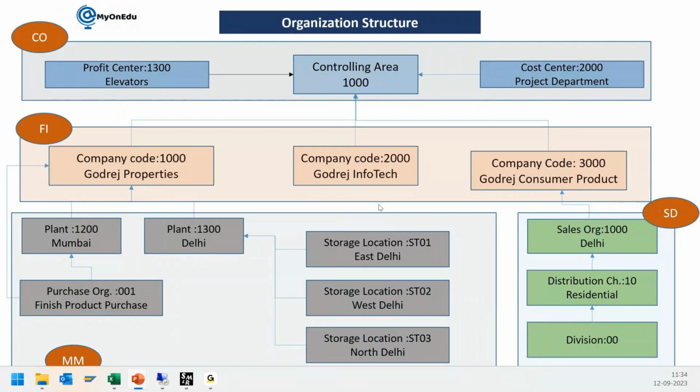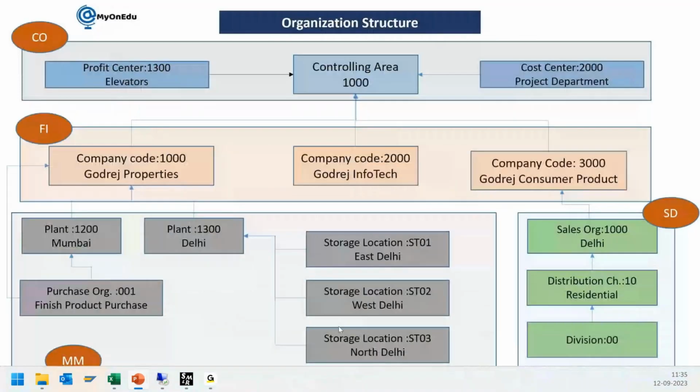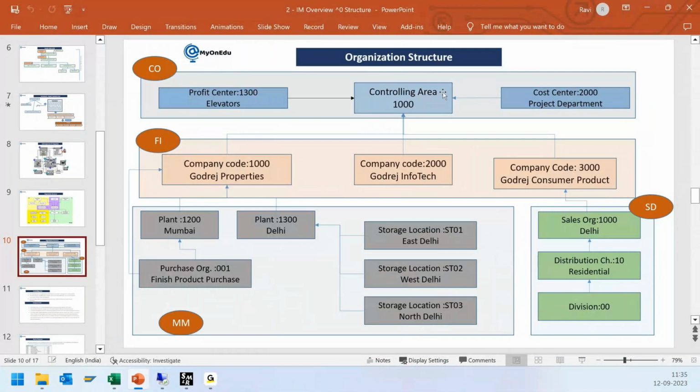This is just an example of how it will look. So for example, you can see in CO we have a controlling area, controlling area 1000, and then we have the profit centers, cost centers, and the company codes. That controlling area has three different company codes.